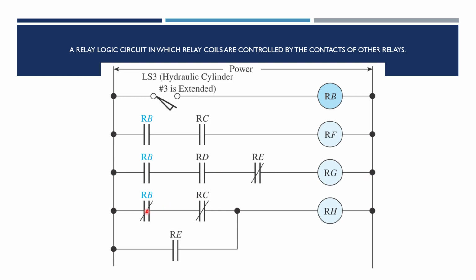Here RB plays a role, and before the cylinder is extended, this is not made up, and in that case this is passing current because this is the normally closed contact. When that cylinder extends and this picks up, this will drop out, causing this to be de-energized unless RE has it sealed in. In that case, RE is going around this, so any change in state of either one of these has no effect on RH.